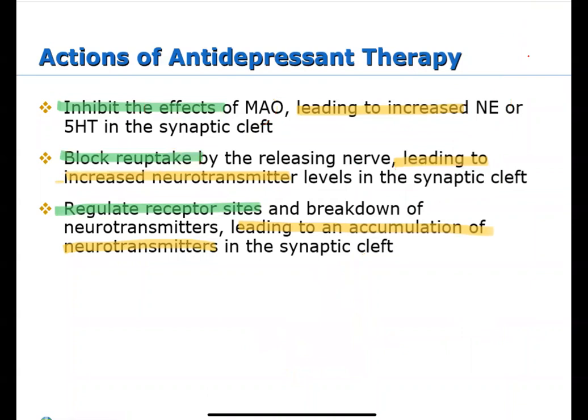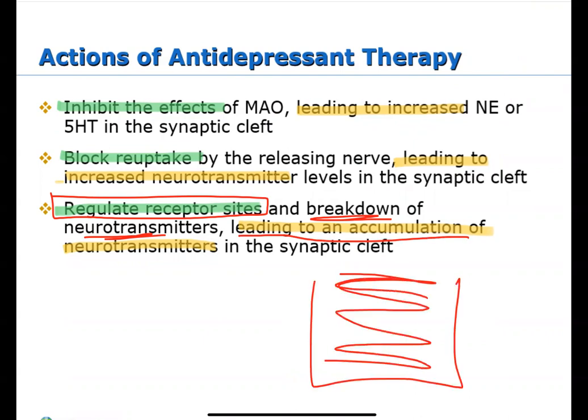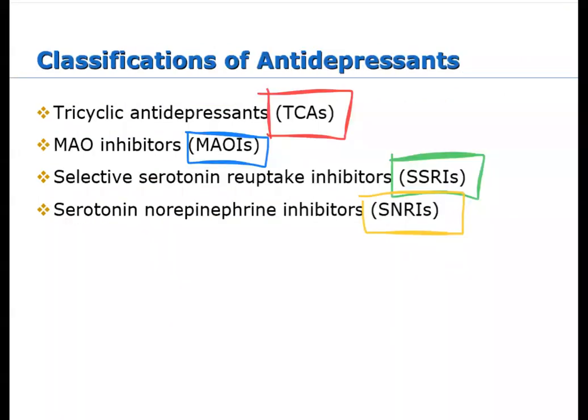And last but not least, it regulates receptor sites, right? And it also regulates the breakdown of that particular neurotransmitter. And when you regulate that breakdown, you slow it down to a point, you lead to an accumulation of it. In other words, you accumulate. And the more you accumulate, the better that signal is going to go through. Simple as that, right? All right, so move on.